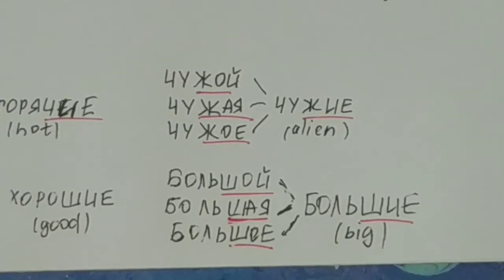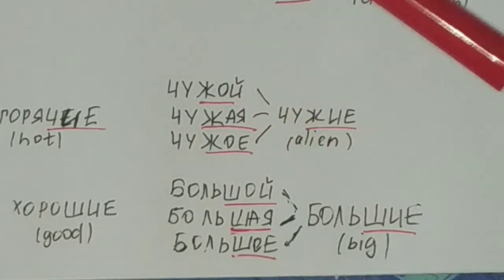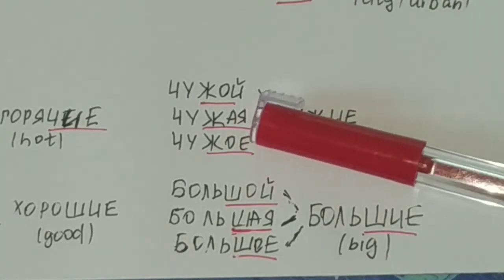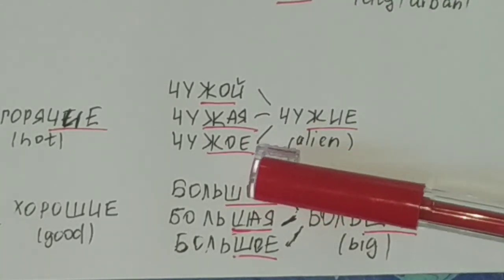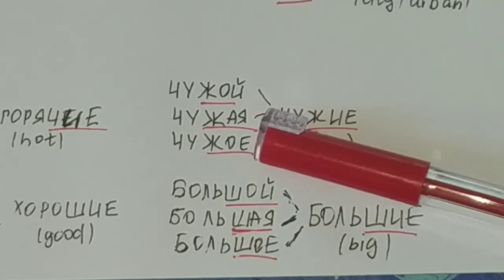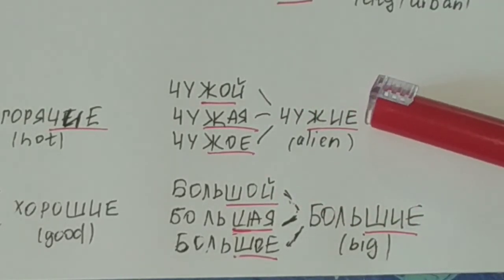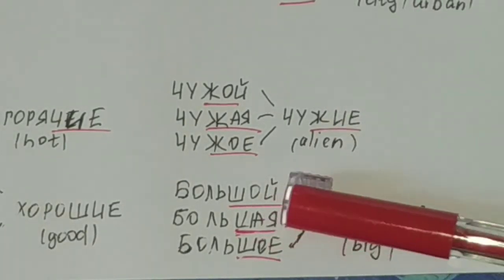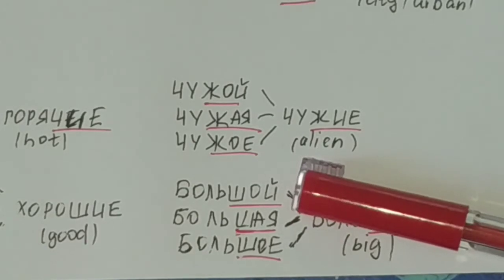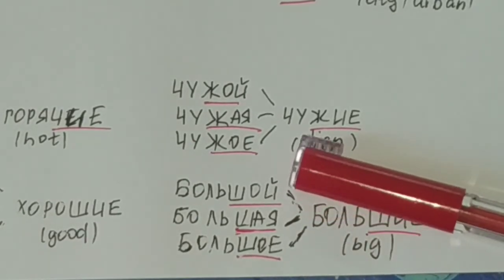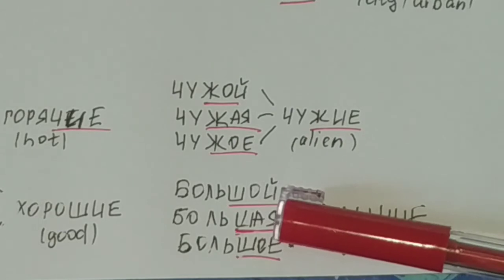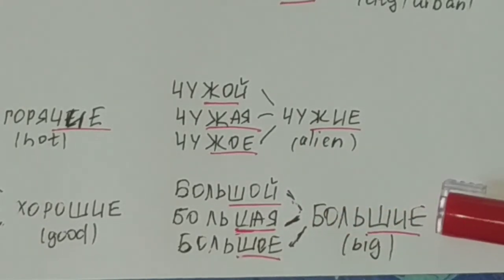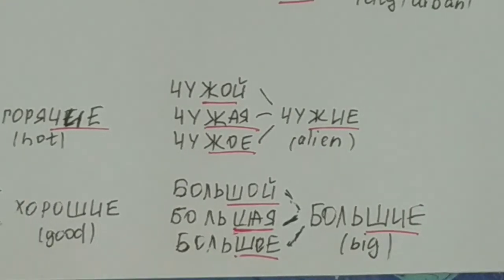For жой, we have чужой, masculine gender form. It means alien. And feminine is чужая, and neuter is чужое, and the plural is чужие. For the шой ending, we have большой, meaning big, masculine gender adjective, большая feminine, and большое neuter, and the plural version will be большие, meaning big.